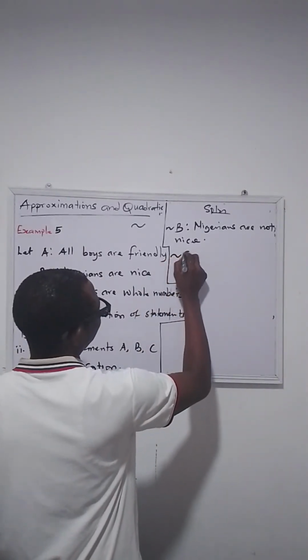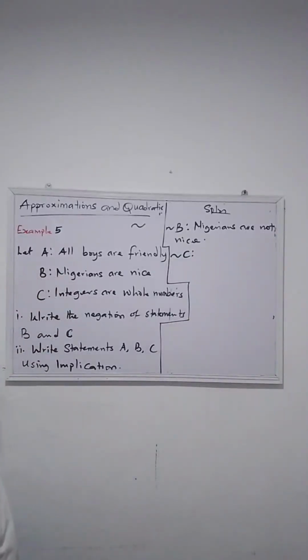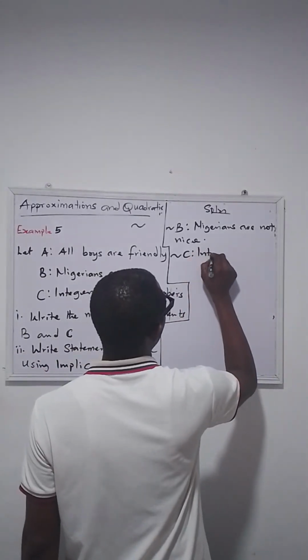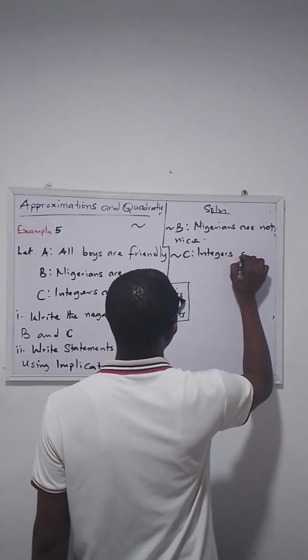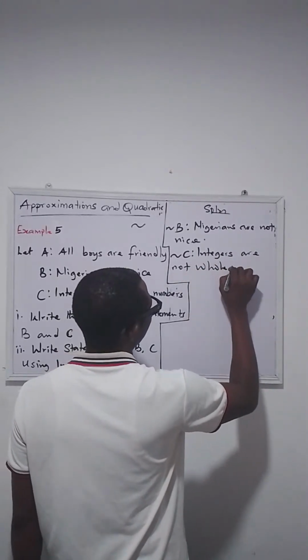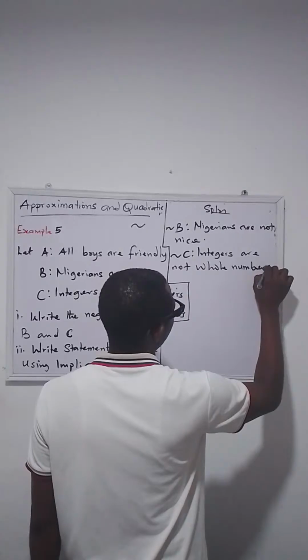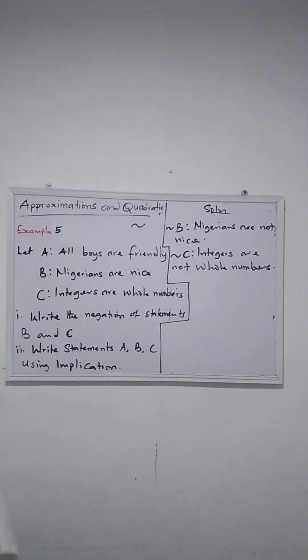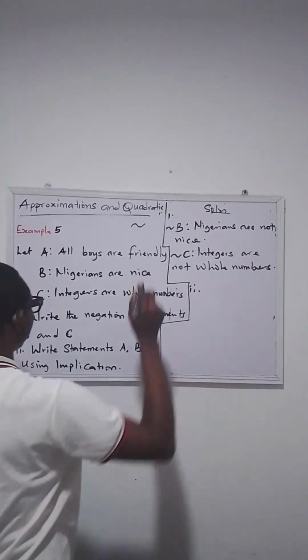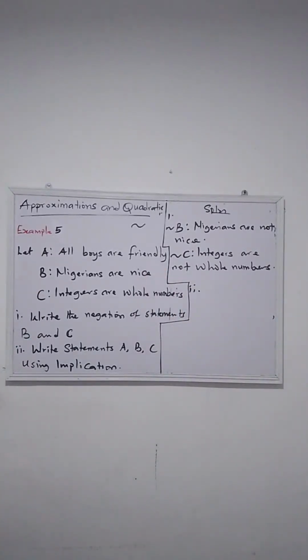What of negation of C? Use the symbol for negation. So negation of statement C. Integers are whole numbers. What's going to be the negation? Integers are not whole numbers. They are not whole numbers. So that is the first part of the question. Now let's look at the second part: write statements A, B, C using implication.